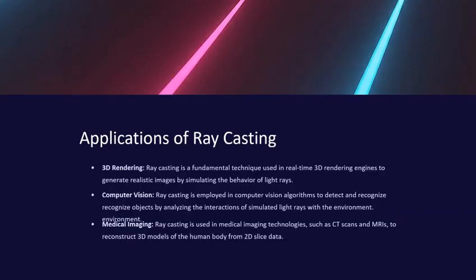Now, what are the applications of raycasting? First, 3D rendering. Raycasting is a fundamental technique used in real-time 3D rendering engines to generate realistic images by simulating the behavior of light rays. Computer vision. Raycasting is employed in computer vision algorithms to detect and recognize objects by analyzing the intersections of simulated light rays with the environment. Medical imaging. Technologies in medical imaging such as CT scans and MRIs are used to reconstruct 3D models of the human body from 2D slice data.